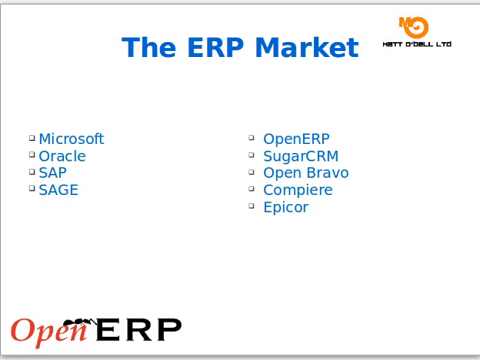Now let's look at the ERP market. Today there are two major groups in the market. The group on the left is what we call the proprietary software vendors. The group on the right is called the open source vendors. So let's start with the PSVs, the proprietary software vendors.